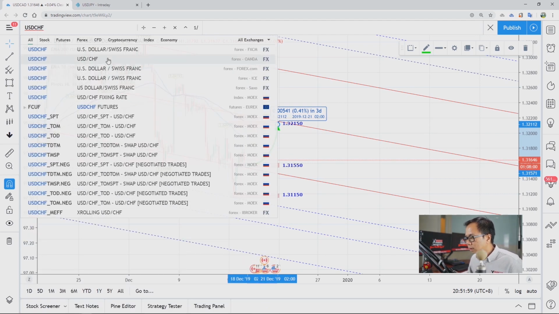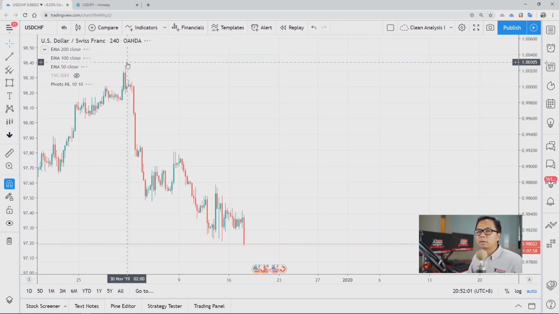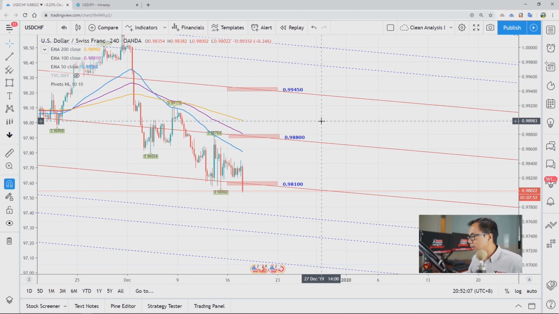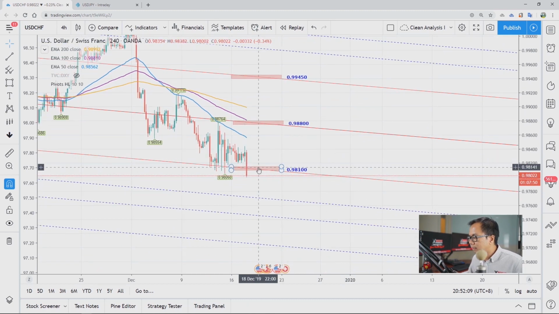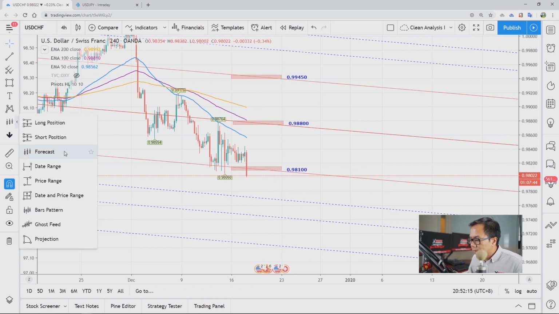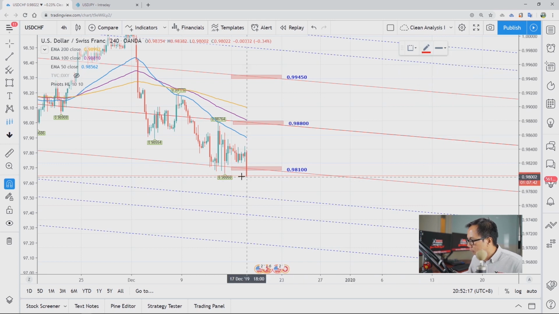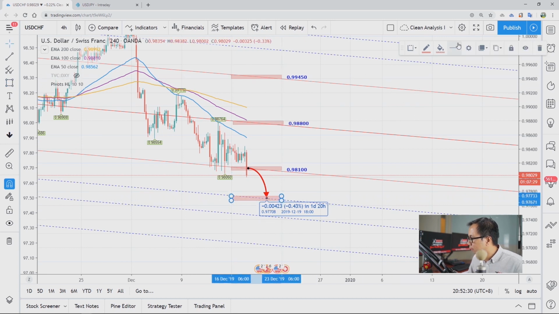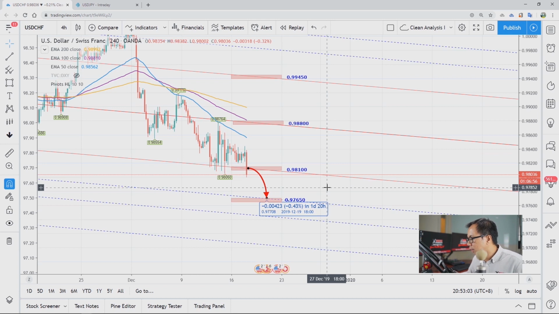The next pair that we will have is the Swissy, dollar Swiss franc. These are the levels that I prepared earlier, but it seems that it has broken below this support level and is going towards the next support level. We are expecting that it will go lower to this level. The next support level would be at 0.97650.